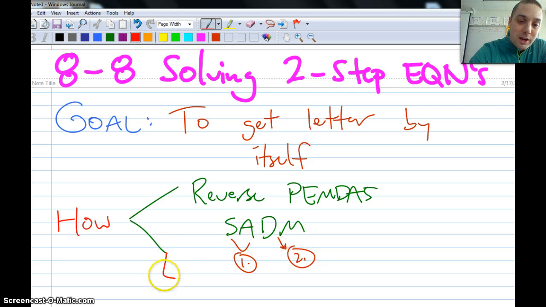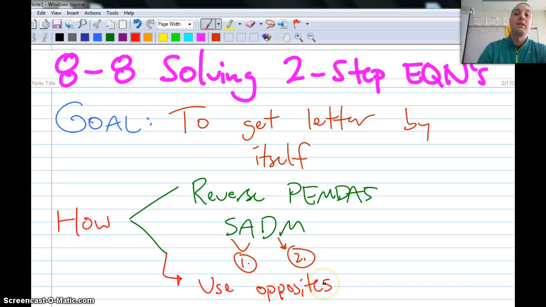The second part of this how still is we're going to use opposites. That's the operative word. And so when we are solving these questions, really what we're doing is undoing an equation that's already been done as we solve for the letter, and it's all about opposites. So that's kind of the overall plan for this.